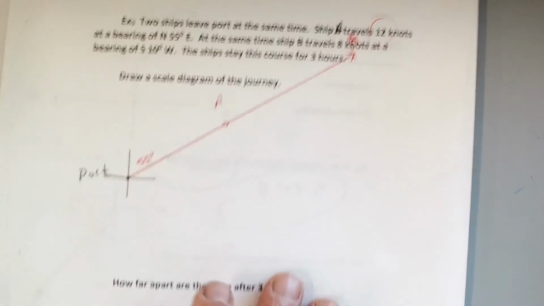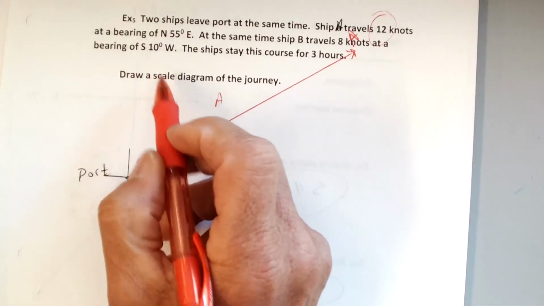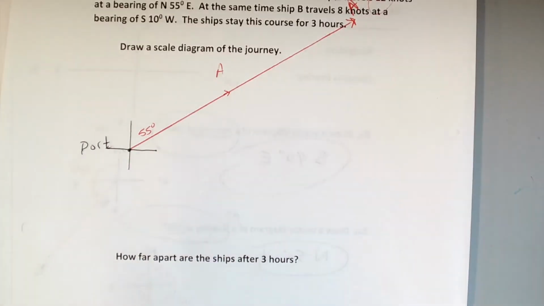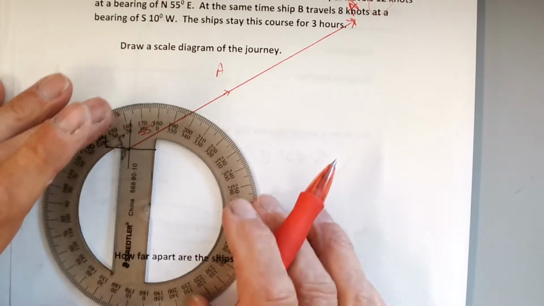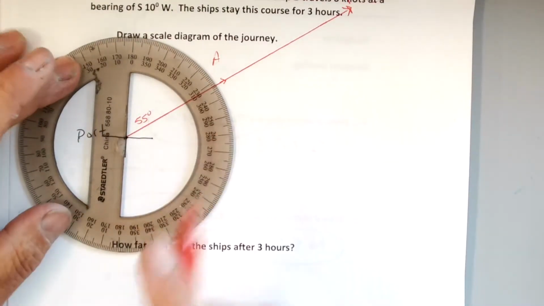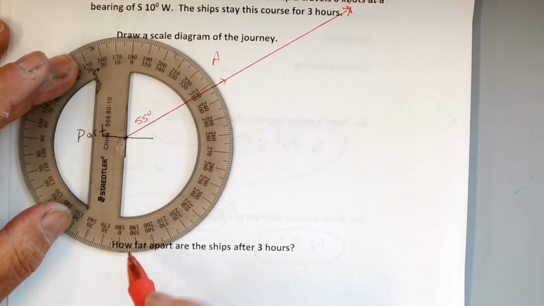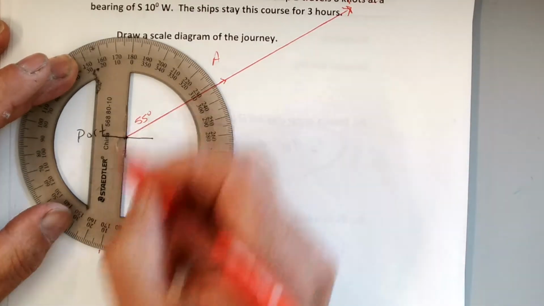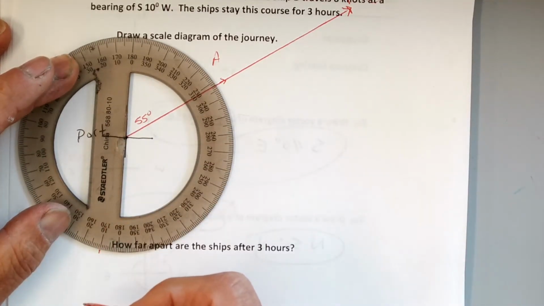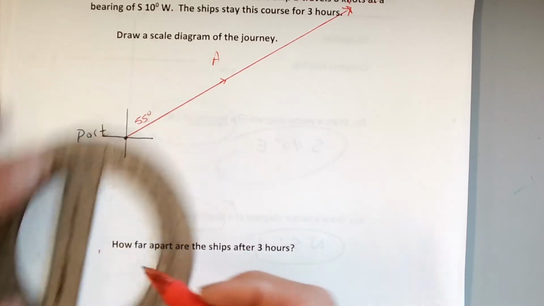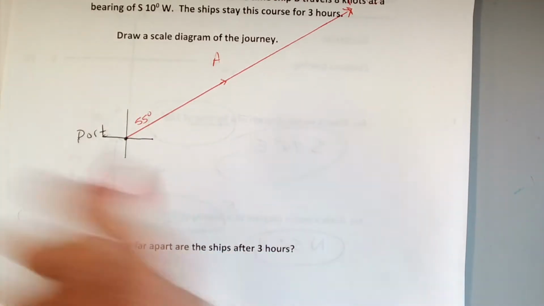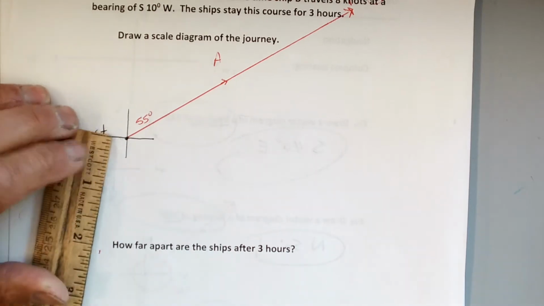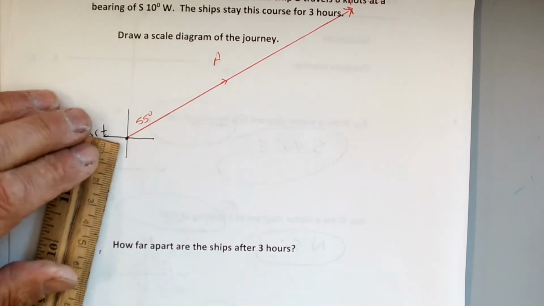Okay, ship B is going south 10 degrees. So I'm using my protractor. I'm pointing south, and we'll go 10 degrees towards the west, right? We're going towards the west. And 8 knots, so I'm going to just draw this 8 centimeters. I'll call it 8 knots.